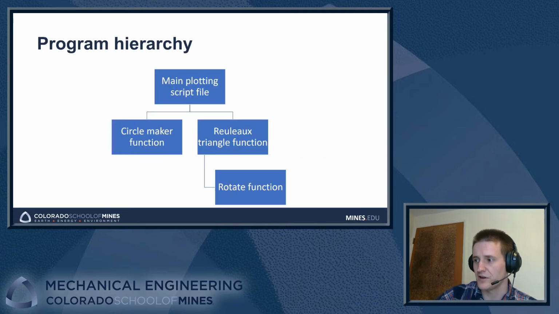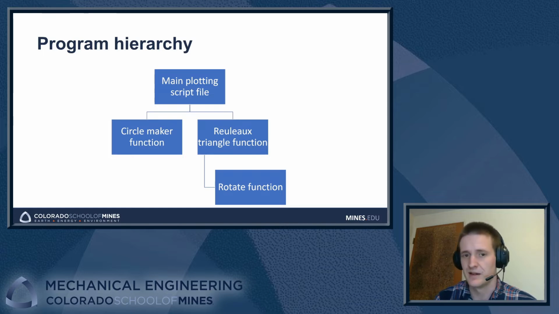So just to give you an overarching view of what this program ends up looking like. We have a main script file that calls the functions that we define. Okay, so the main script file is going to call the functions, and then it creates the plots. We'll be creating the circle maker function. We'll write that custom function, and then we'll be using this Reuleaux triangle function that was downloaded from MATLAB Central. And the Reuleaux triangle function has a sub-function called rotate that it depends on. So we have to download both of those function files.